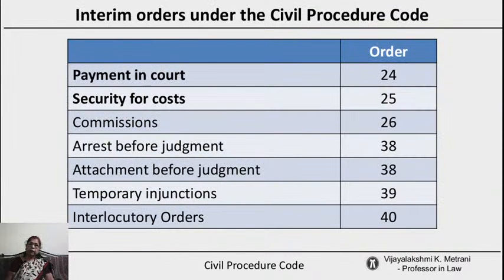Then what are the different interim orders under the Civil Procedure Code? Let us see. One is payment in court, that is Order 24. Security for costs is Order 25. Then we come to 26, 38, 39 and 40. So, we have different interim orders which we will be discussing one by one.